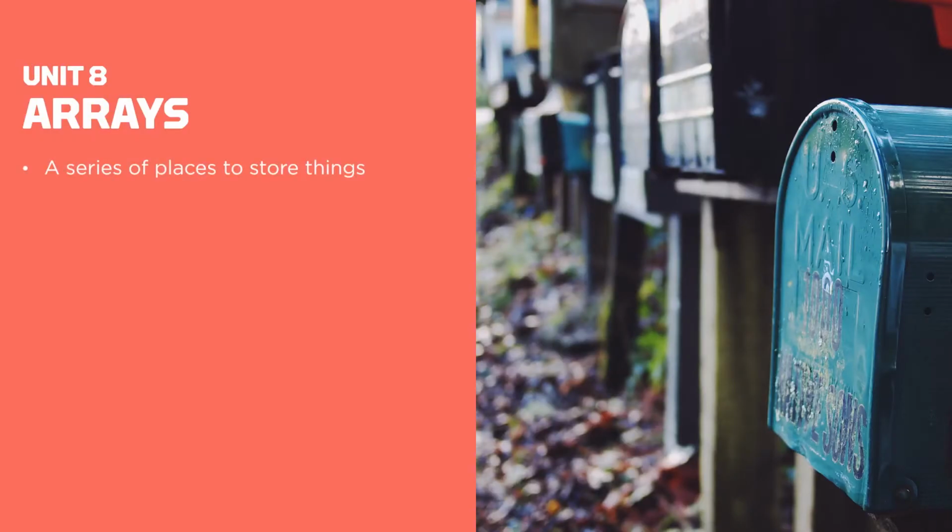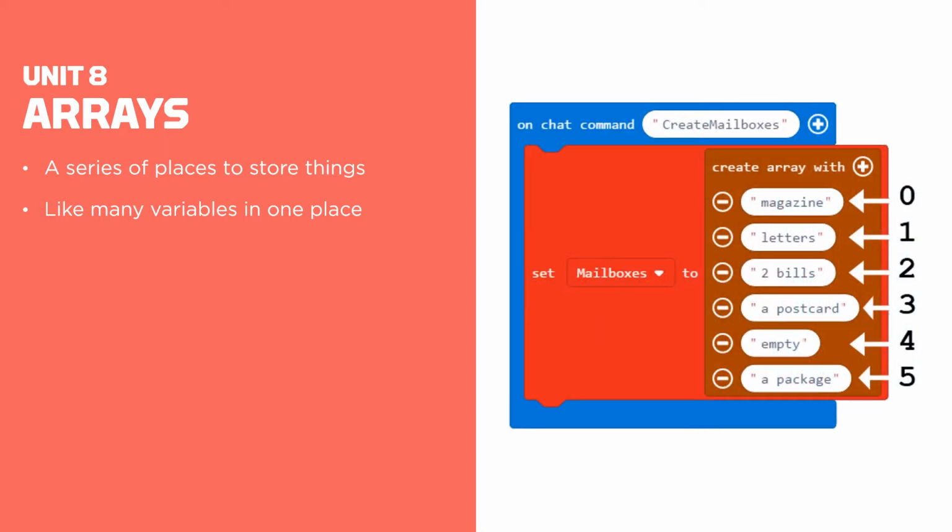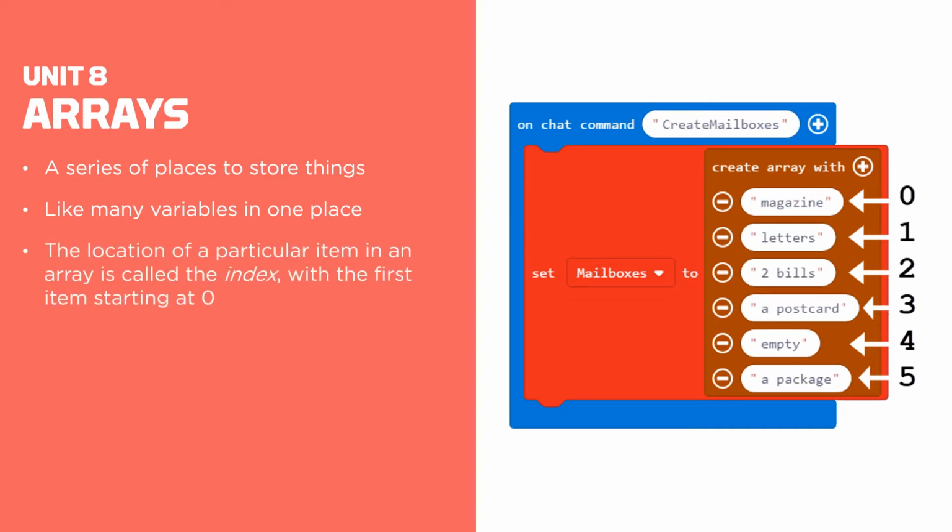Unit 8 focuses on arrays, which are a series of places to store things. You can think of it like many variables in one place. For example, if you wanted to code the contents of a line of mailboxes, you could code a bunch of variables. Or you could use one array with the name of mailboxes and store the contents of each in the array. The location of a particular item in an array is called its index.